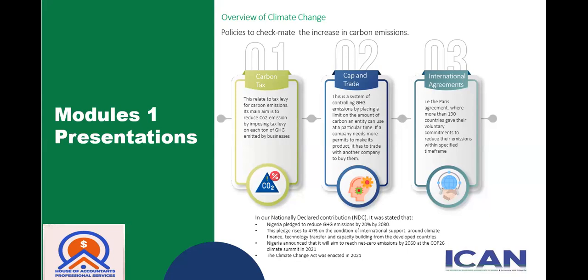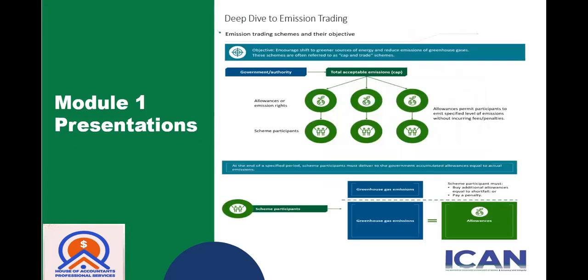Nigeria announced that it will aim to reach net zero emission by 2060. The first agreement is that by 2030 they will reduce it by 20%. Then by 2060 they are going to make sure the emission is zero. At the COP26 Climate Summit in 2021, the Climate Change Act was enacted. I hope you all know that there is even something called the Climate Change Act as of today. So if Nigeria has promised to reduce by 20%, and by 2060 to eradicate emission, what is now the way forward? Let's move on.